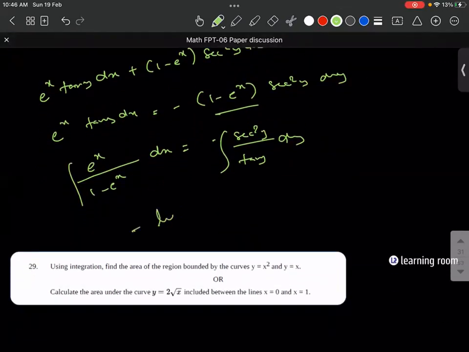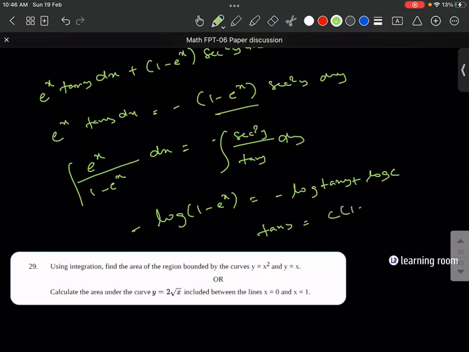So you'll get negative of log of 1 minus e power x is equal to negative of log of tan y plus log c. Okay. So further you solve, you'll get tan y is equal to c into 1 minus e power x. So this will go this side, this will go this side.